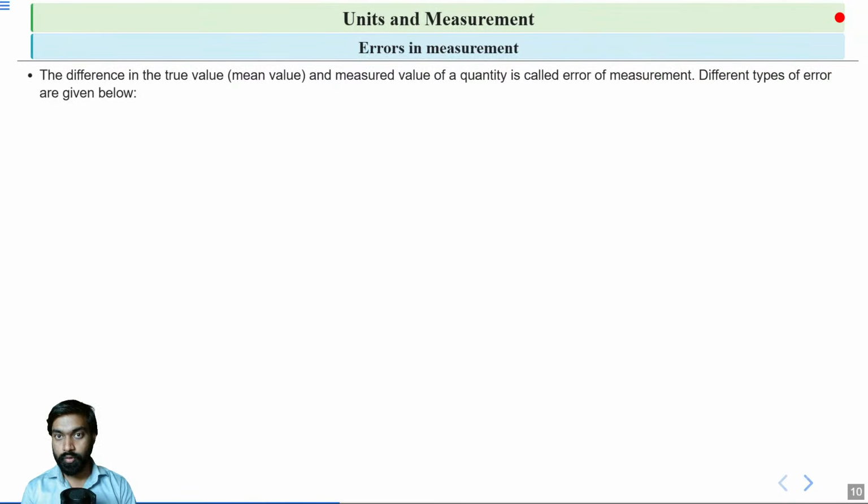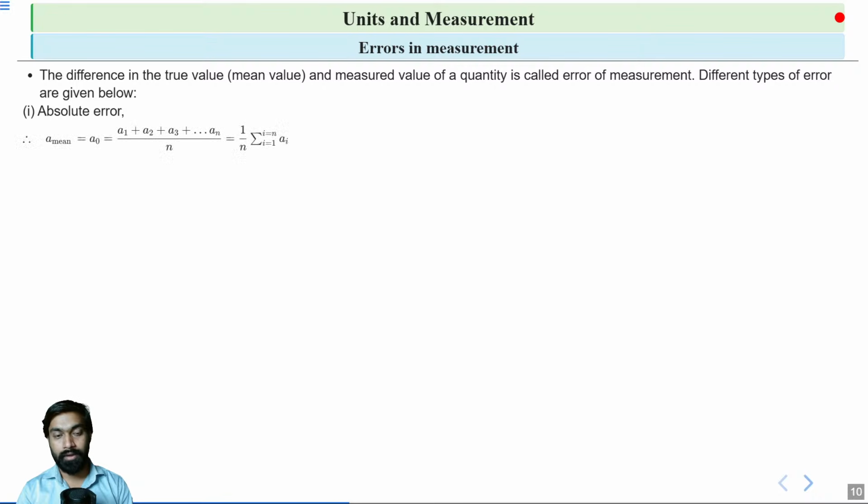Errors in measurements. In measurements, error means the difference between your measured value, the value you have measured, and the true value, or we can say the real value. Let's understand the different types of errors. The first is absolute error. Absolute error is the direct difference between the measured value and the true value, whether it is negative or positive. The value of absolute error is always positive.